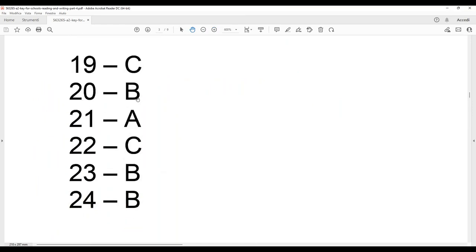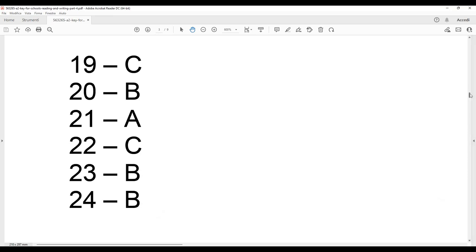20 was B, 21 was A, 22 was C, 23 was B, 24 was B. Okay, so 20 was B, 21 was A, 22 was C, 23 was B, 24 was B.